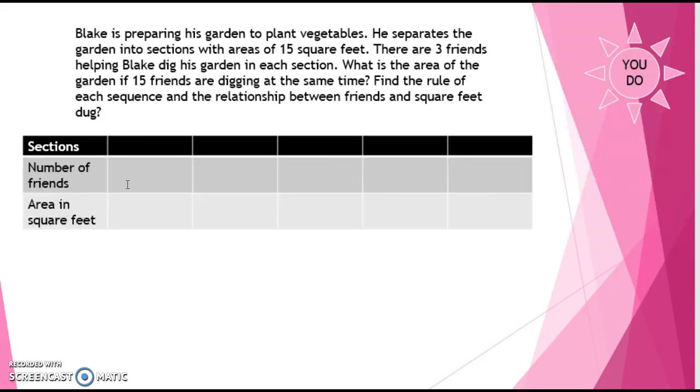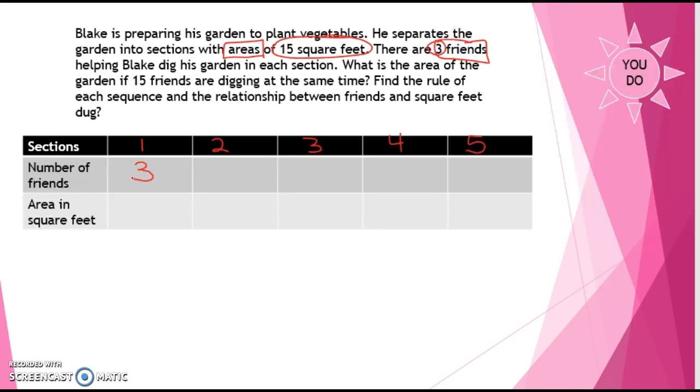And we're back. Okay, so we have Blake. He's preparing his garden. He separates it into sections. So the first thing that you would have wanted to do is number these off into 5 sections. Okay, then it tells you that he starts with 15 square feet for the area, and he has 3 friends who are helping him. So the number of friends would be 3.